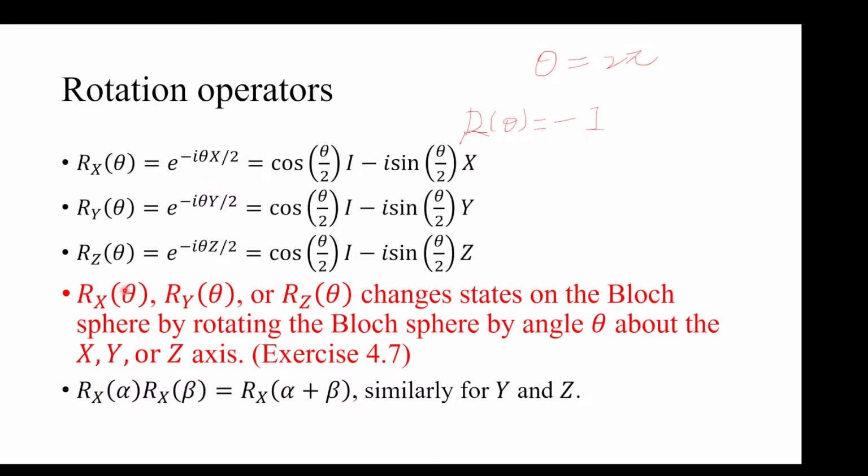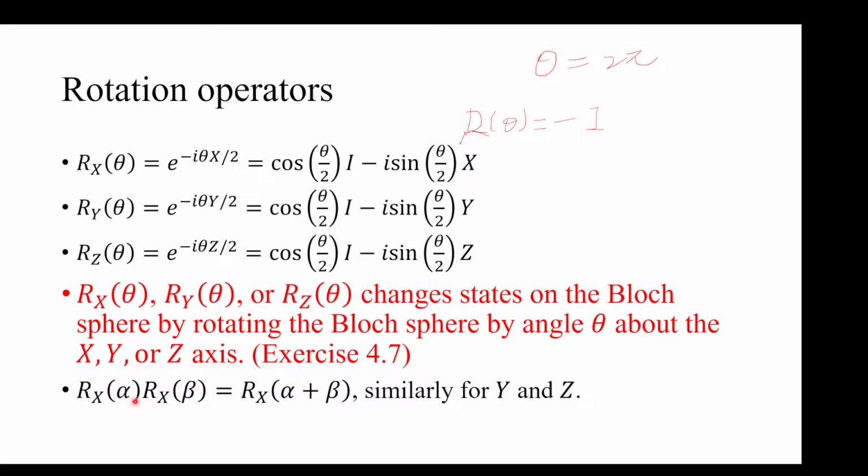So now we know that Rx, Ry, Rz are rotations around the Bloch sphere. Then we immediately see that two rotations around the same axis combine into one rotation around that axis. For example, you rotate around the x-axis by angle beta, then you rotate around the x-axis by angle alpha. That should be the same as rotating around the x-axis by angle beta plus alpha.